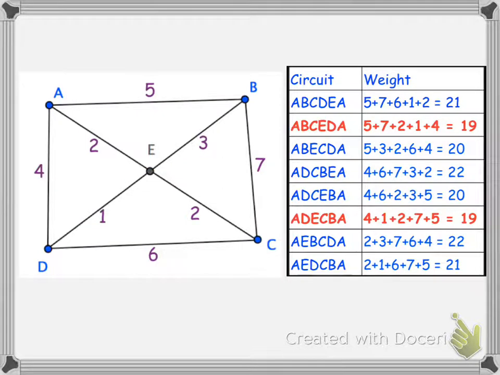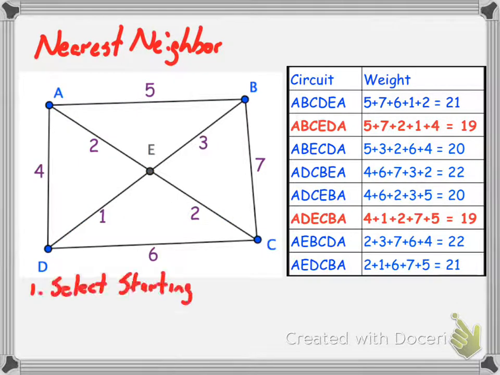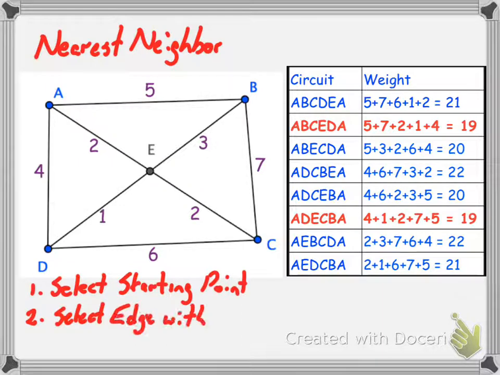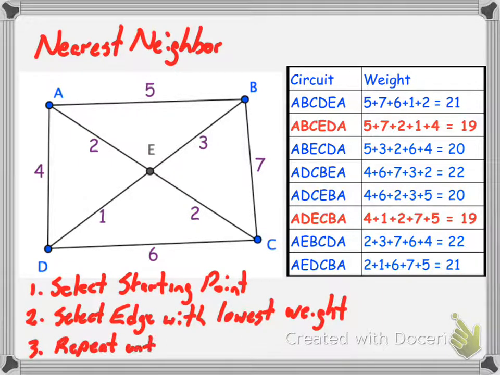Okay, so we're going to look at one more algorithm here, and this is known as the nearest neighbor algorithm. And how does this work? Well, basically, what we're going to do is select a starting point, then select each edge with the lowest weight, and you repeat until the circuit is complete.